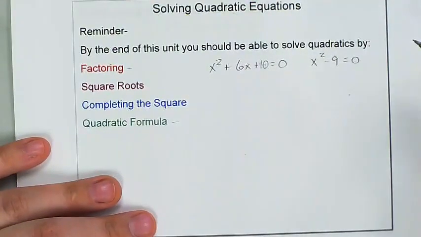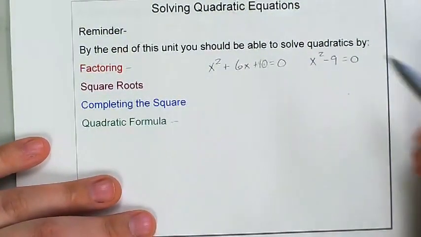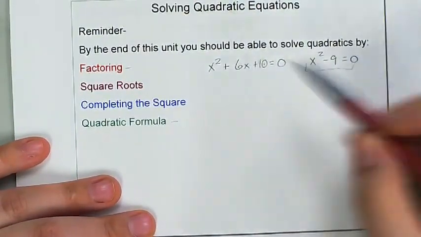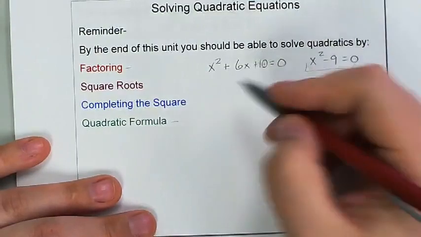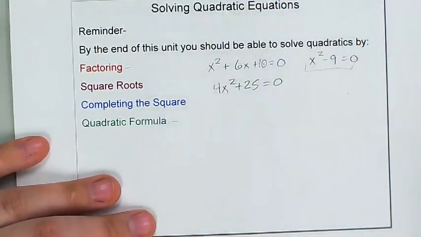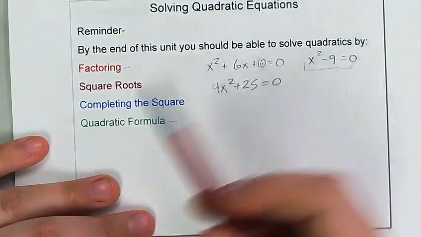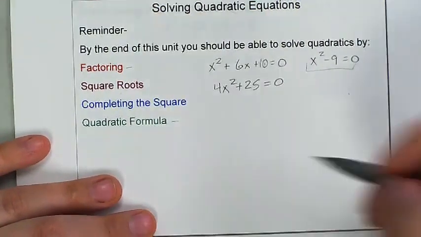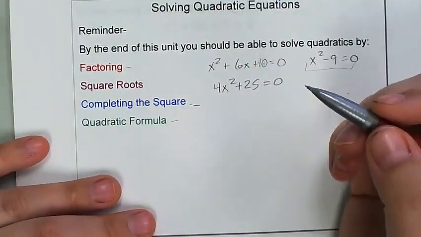And then we learned that we can solve using square roots. That only works a very small amount of the time, when we have something like this, where we don't have that x term. So another example of that would be this guy, right? As long as we don't have that second x term, we can solve using square roots, and that's very efficient and helpful. Last time we learned a pretty lengthy process to solve these guys, and that's completing the square.